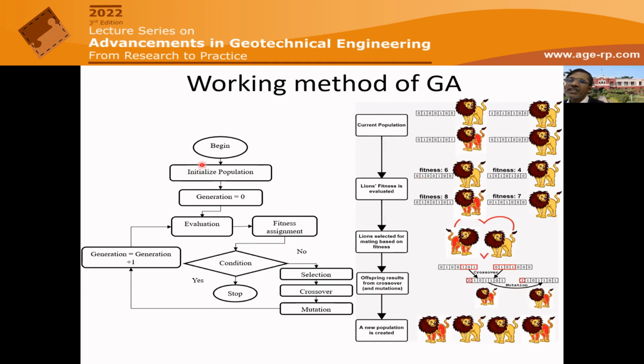This variability, in the mathematical form of the genetic algorithm, we call initialized population, generation, evaluation or fitness assignment. Then we go for selection, crossover and mutation. Then we go for the next generation and repeat. So this is the inspiration from nature, and we try to write it down as a flowchart, as an algorithm in computer science, because it started there. So they call it a genetic algorithm.